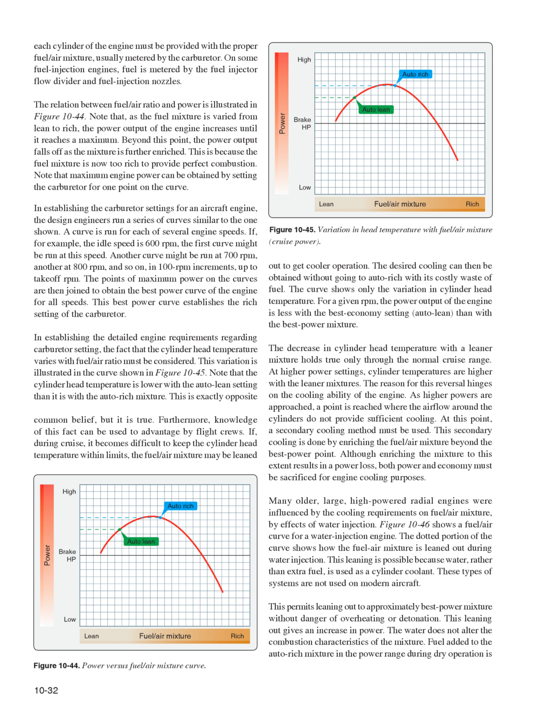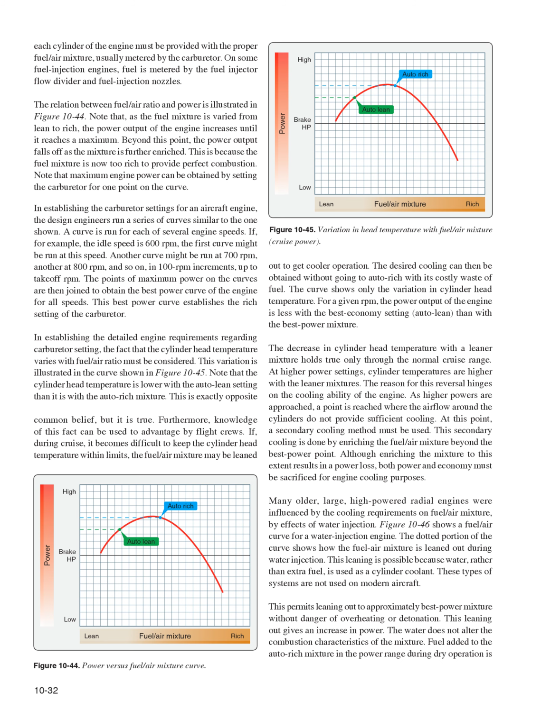The curve shows only the variation in cylinder head temperature. For a given RPM, the power output of the engine is less with the best economy setting, auto lean, than with the best power mixture. The decrease in cylinder head temperature with a leaner mixture holds true only through the normal cruise range. At higher power settings, cylinder temperatures are higher with the leaner mixtures.